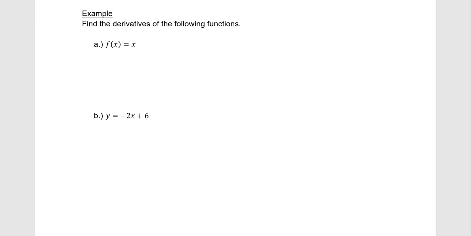f of x equals x. That's a linear function with a slope of 1, right? Because there's a 1 out front of that x, so that means that is the derivative. The derivative of that function is 1. So no matter where we look on that line, the instantaneous slope, or the slope at a certain point, is going to be 1.